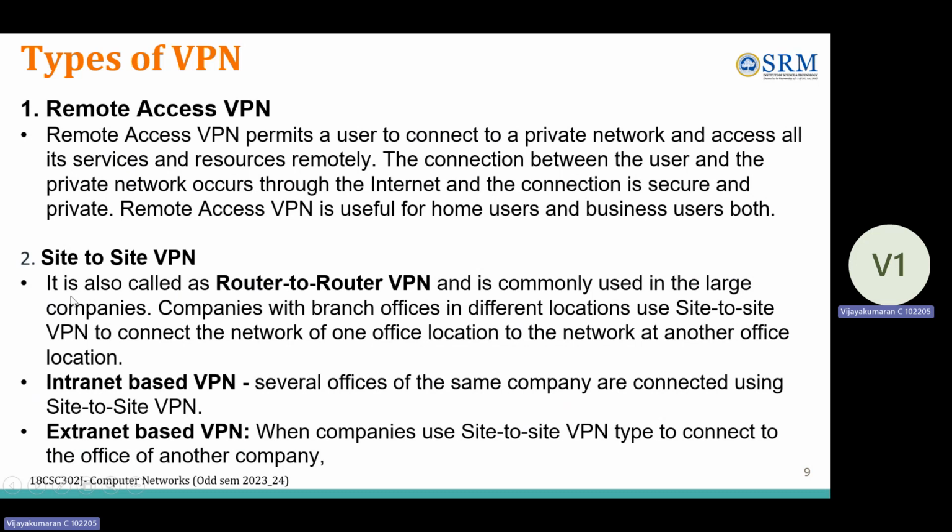The second category of VPN is the site-to-site VPN or router-to-router VPN. This kind of VPN is implemented in the router or the switch and is commonly used in large companies. Companies with many branch offices located in different locations can use this site-to-site VPN to connect the network of one office location to the network at another office location.